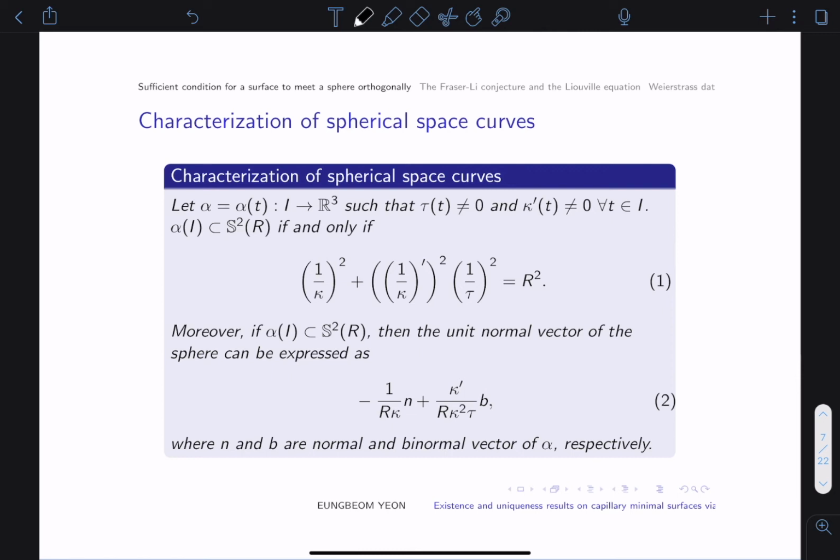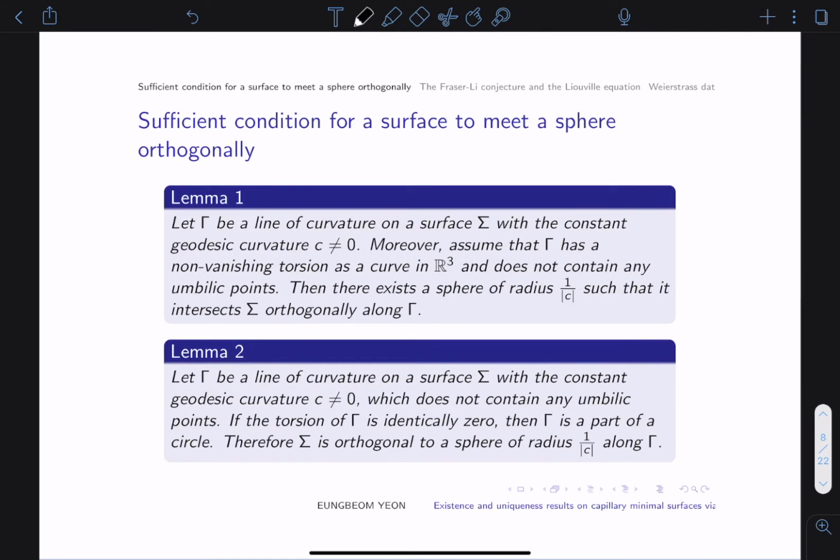By a simple calculation, we have the following lemmas. Lemma 1 tells us that gamma is a line of curvature on a surface sigma with constant geodesic curvature c. Moreover, if gamma has non-vanishing torsion as a curve in R3 and does not contain any oblique points, then there exists a sphere of radius 1 over the absolute value of c such that it intersects sigma orthogonally along gamma.